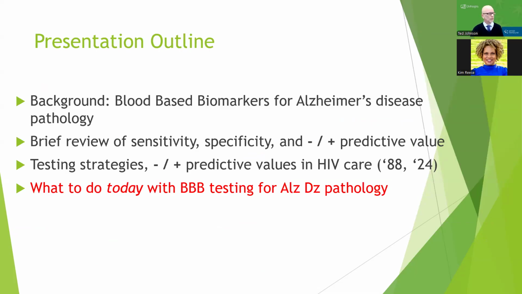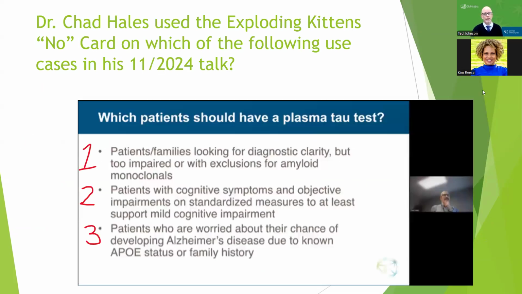All right, so final poll here. If you've been watching MemoryNet for a while, you've seen Dr. Hales give this talk about which patients should have a plasma tau test. And so we're going to use one of his quiz questions from earlier. He had used the exploding kittens no card on one of the following use cases. Do you know which one it was?